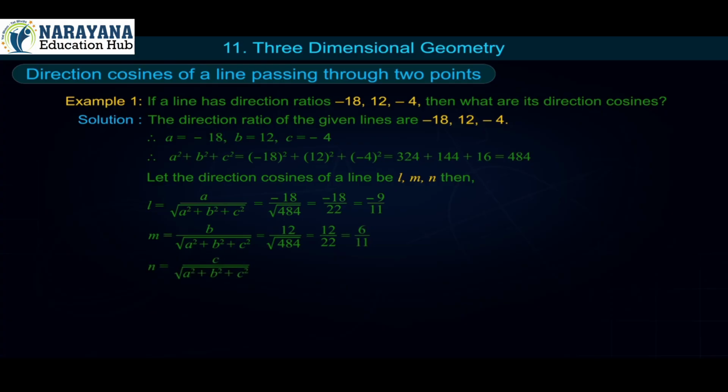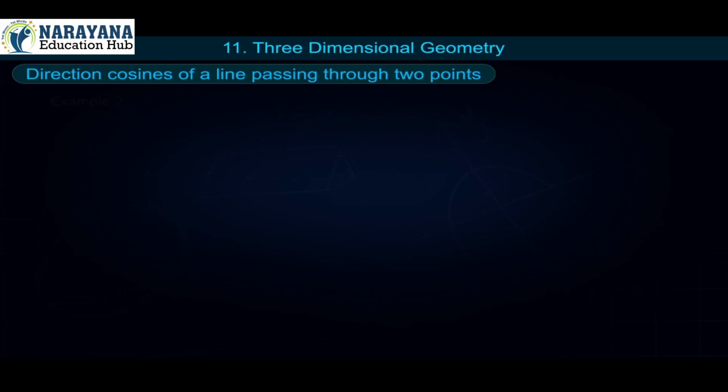n is equal to c upon square root of a square plus b square plus c square, which is equal to minus 4 upon square root of 484, which is equal to minus 4 upon 22, which is equal to minus 2 upon 11. Hence, the direction cosines of the line are minus 9 upon 11, 6 upon 11, minus 2 upon 11.